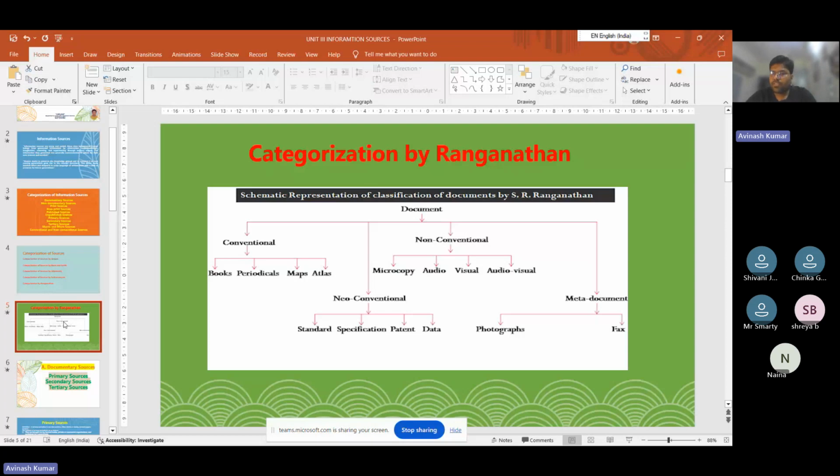Non-conventional includes microcopy, audio visual, and meta document includes photographs and facts. Actually these are the categorization, and if you have any idea about this, you have definitely seen it in your books. In any examination you will definitely see the question what is non-conventional, and you have to choose one option. So first, categorize conventional.